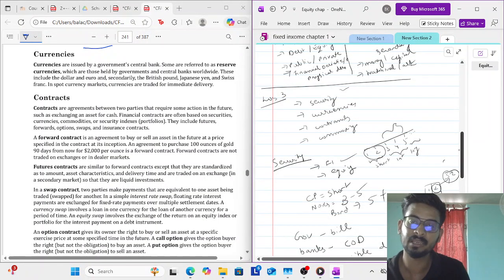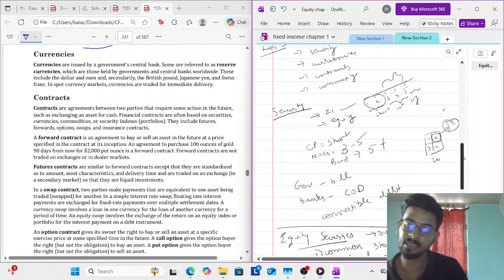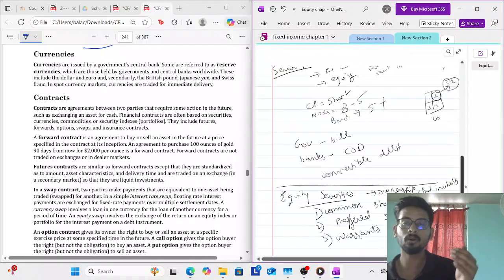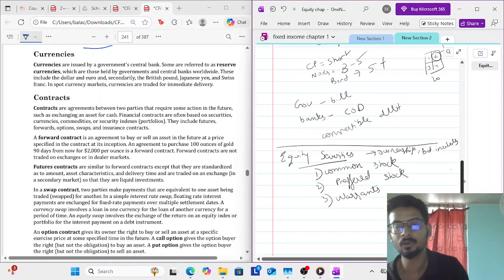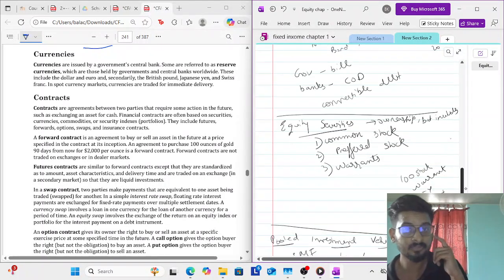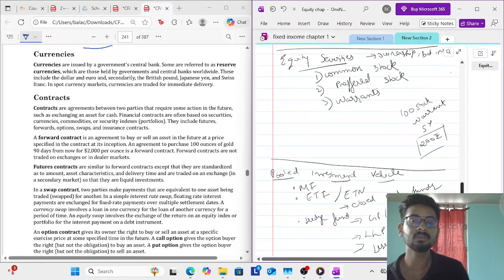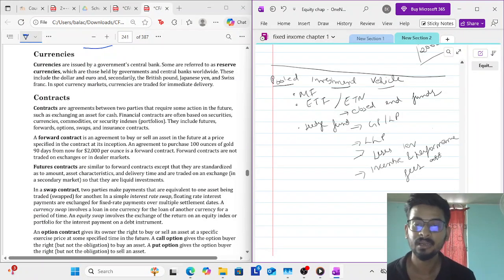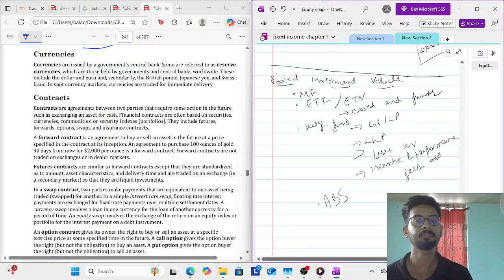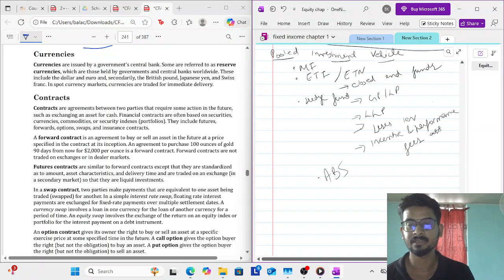We looked at security in detail: there are two types of security, fixed income and equity. We went in depth on fixed income, like CP, notes, bond, bill, CD, etc. These were just terminologies. And we went into depth on equity securities: common stock, preferred stock, warrants. Then we saw pooled investment vehicles like mutual fund, ETF, ETN, hedge fund, and we saw ABS too. Now we will be moving to currencies.